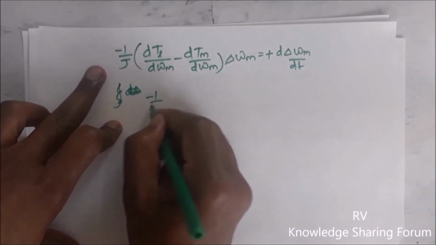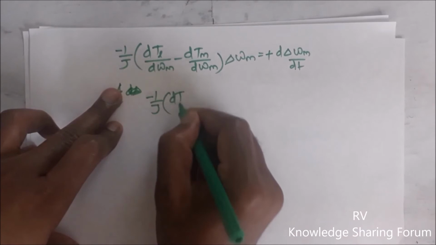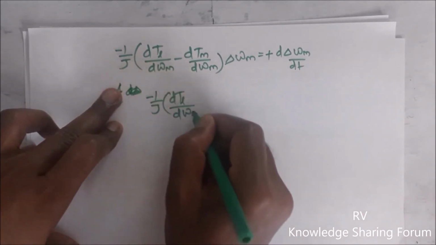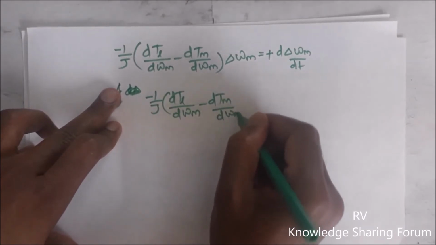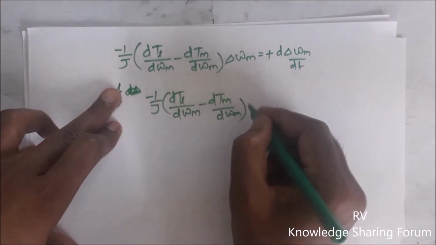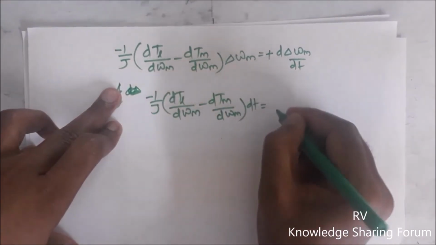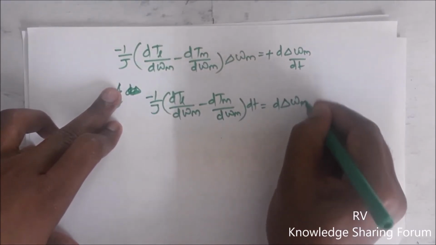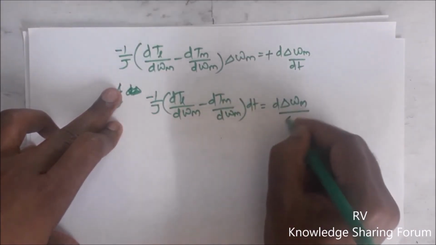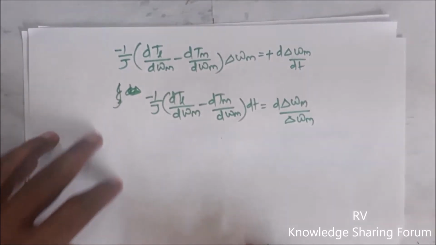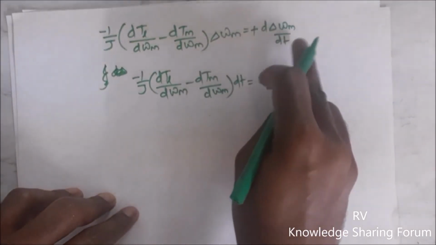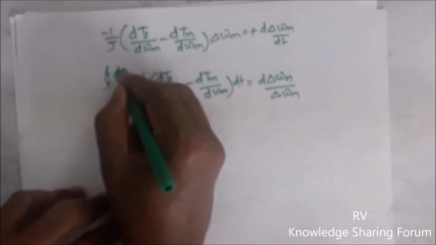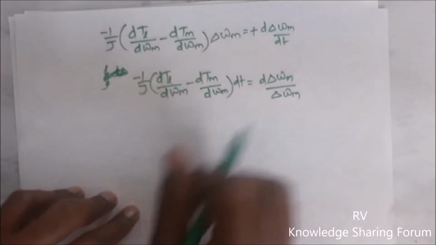Okay. So minus 1 by J (dTL by d omega m minus dTm by d omega m), bring this dt to this side, which is equal to d delta omega m, and bring this delta omega m here. Okay, a small rearrangement again, once again, just by bringing this delta omega m this side and this dt this side. Now you integrate this equation on both the sides.